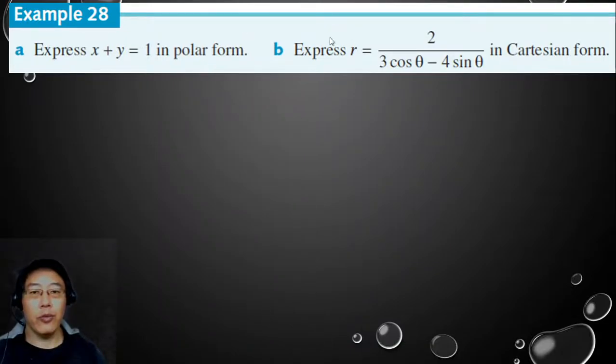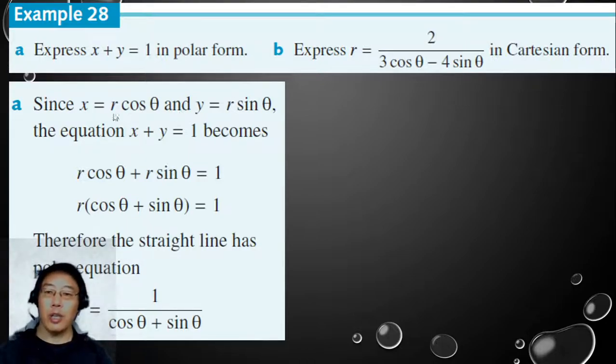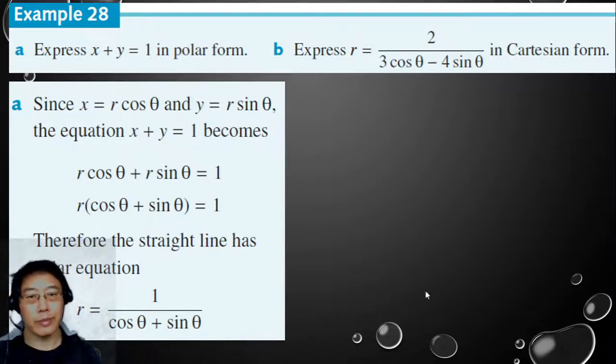A little bit of conversion between the two. So B is the opposite of A. For A, you use the expression formulas of x and y. You substitute x and y into your equation. You end up with the polar equation with only r and theta. Make r the subject, and this is your final polar equation.